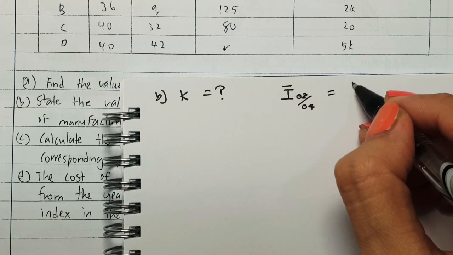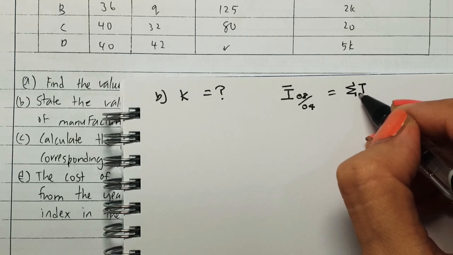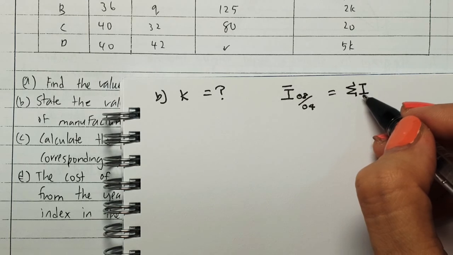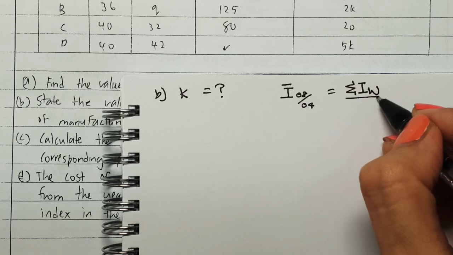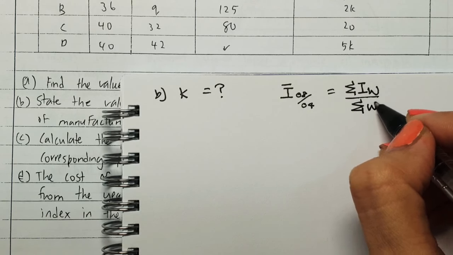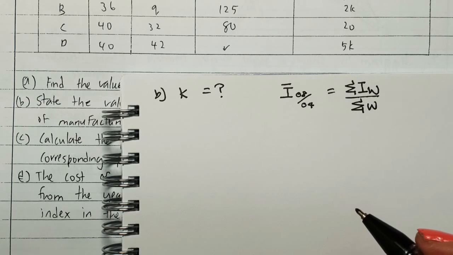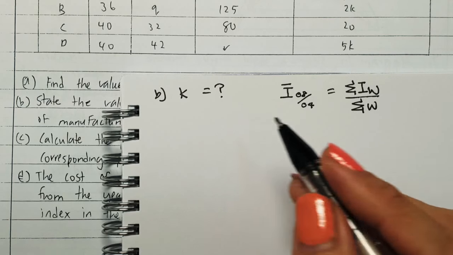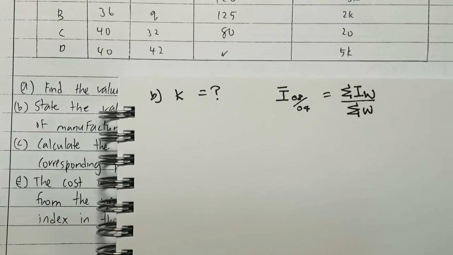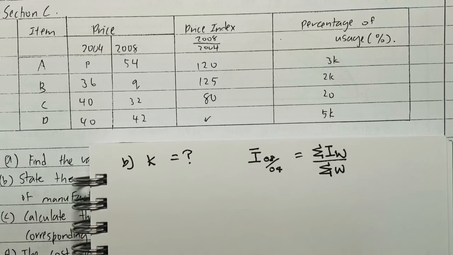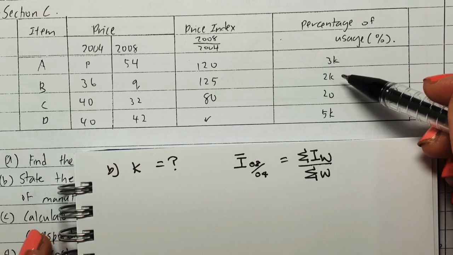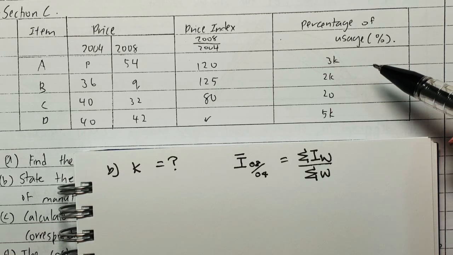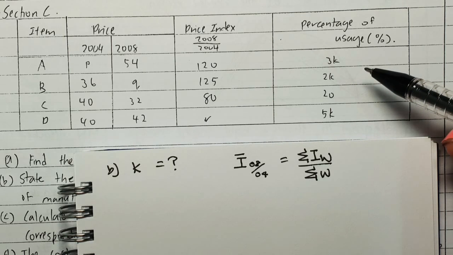And thus, we have to use the formula: total index, the price index of each A, B, C, D times its weightage and then divided by the total weightage. This is the formula that we need to use. Now, how do we state K instead? Now, over here, we have percentage of usage. That means total should be 100, isn't it? So even though the question says state, we still need to show some working.